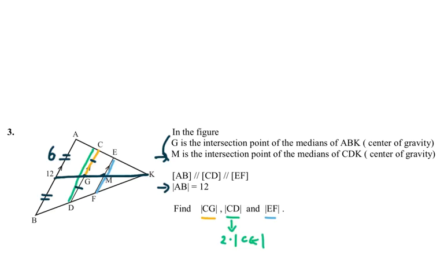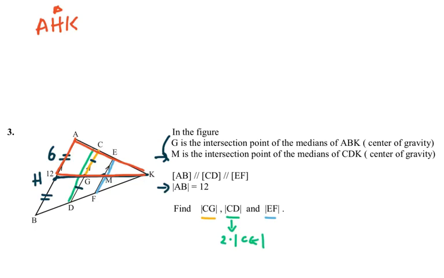Alright, so what we're going to do now to find CG is to concentrate on the point where we drew the median down here on AB. What haven't we used? A, B, C, D, E, F, G, H, let's call this point H, so that now we can talk about this triangle here as AHK.